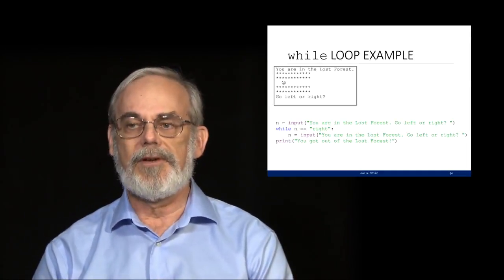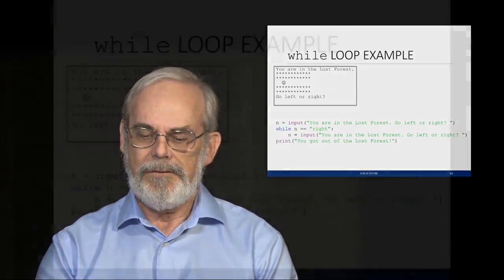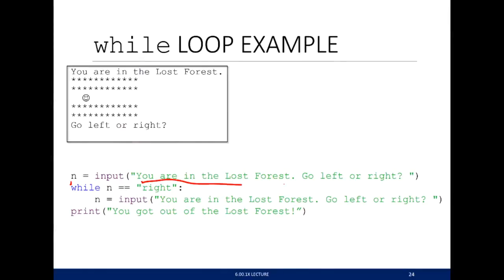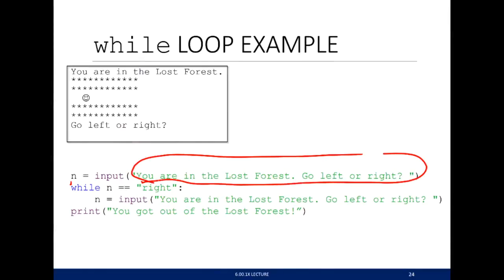Here's a nice little piece of code that will do that for me. The first one says, input, based on this prompt, an instruction: left or right. So n is going to be either the word left or the word right. Notice what the while loop says. It says if n is equal to the string right, then I'm going to execute this block of code, which simply again says, you're in the lost forest, go left or right.